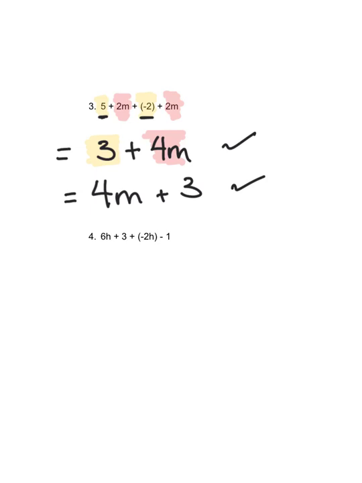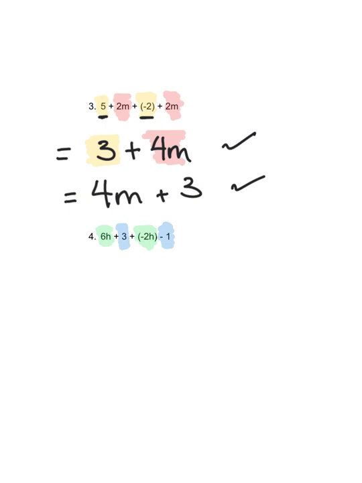Let's look at question 4. In question 4, my first term is 6h. So I'm going to highlight my 6h, and I'm looking for other terms that have a like term. So that means I'm looking for terms with h in the expression. And here I have negative 2h. I'm then going to look for terms that are like my second term here, 3. 3 is a constant, and I have negative 1 there as a constant.